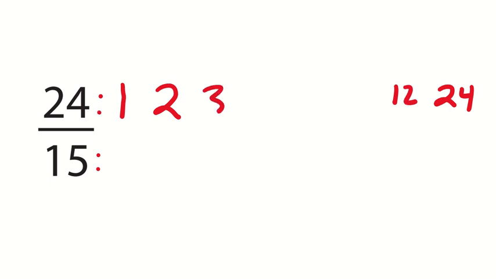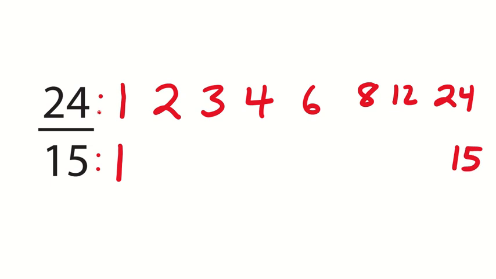Let's try another one, for example. We need to simplify this like we do normal fractions. So we're going to list the factor pairs. We know that 1 times 24 is 24. We know that 2 times 12 is 24. We know that 3 times 8 is 24. And then, of course, 4 times 6 is 24. Let's do the same thing for 15. 1 times 15 is 15. 2 won't go into 15, but 3 will. 3 times 5 is 15. And that's it, my friends.